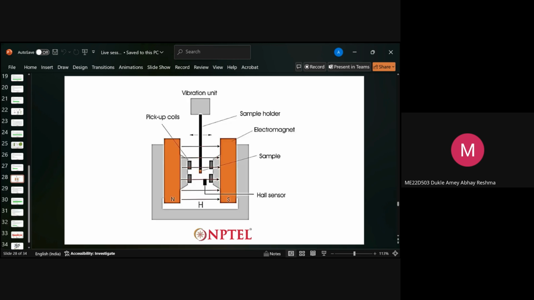So this is how the structure looks like. Basically, you have the magnet at two edges. You put the sample, and then you have the vibration unit to vibrate the sample, so that you can get what you need. So basically, this is how the vibrating sample magnetometer looks like.